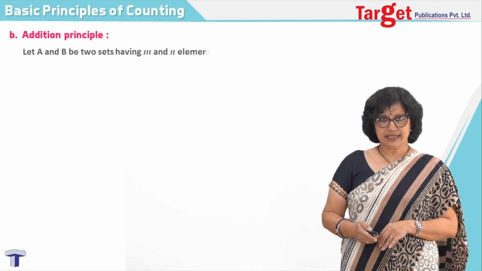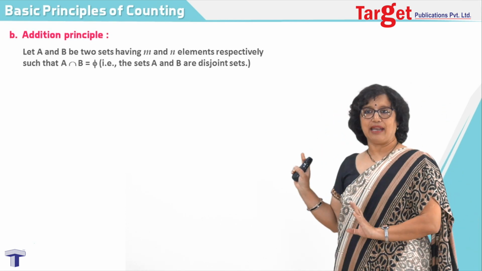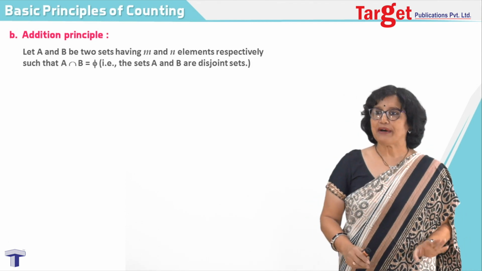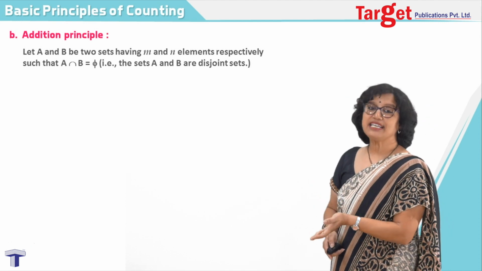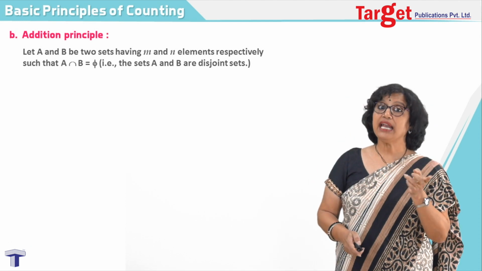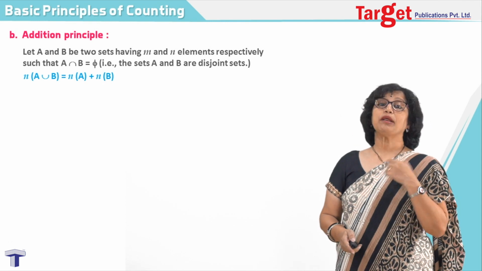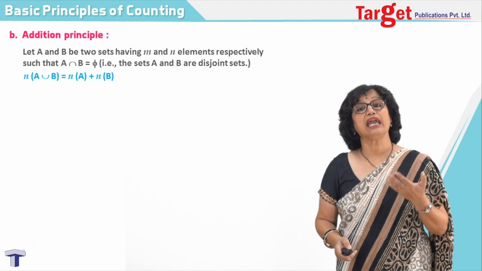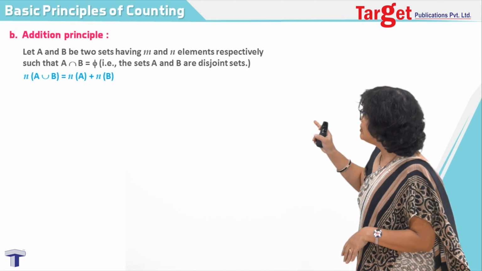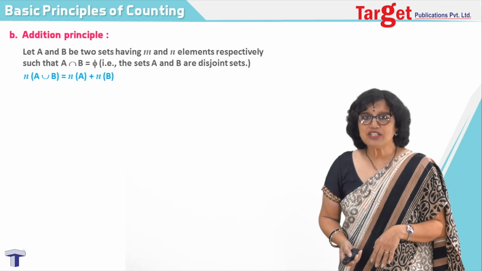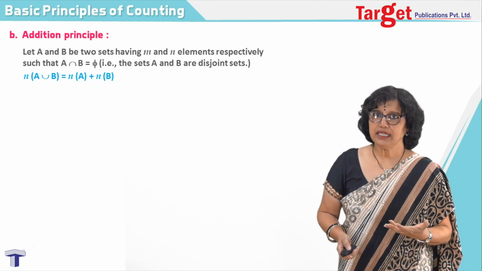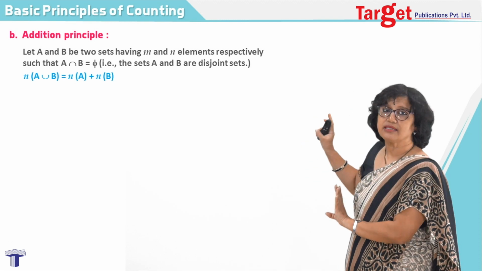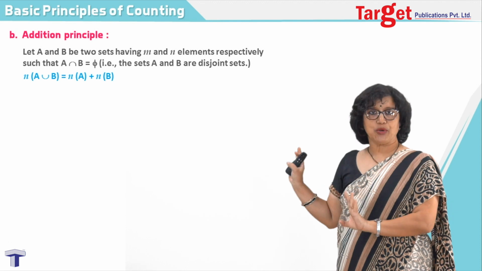Addition principle says that if I have two sets A and B and they are disjoint sets, meaning A intersection B is empty set. Set A has m elements, set B has n elements, and A intersection B is empty. Then what about n of A union B? n of A union B means the number of elements in A union B, correct? And that answer is number of elements of A plus number of elements of B. Reason: the number of A intersection B has become 0, as A intersection B is empty. A and B are disjoint sets.